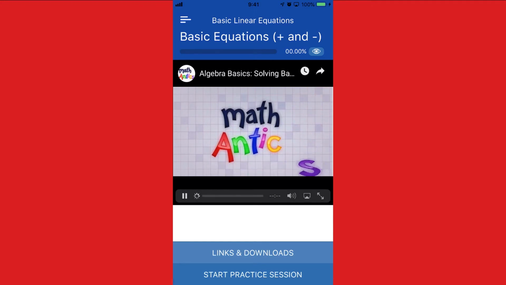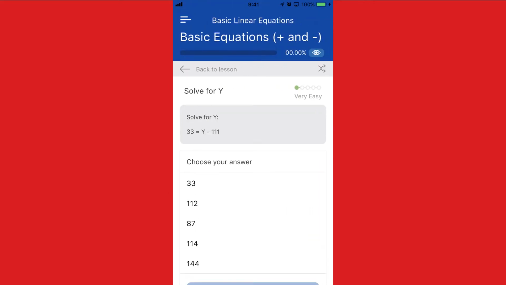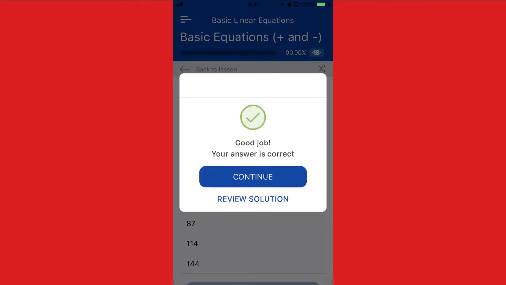And after the lesson, the student clicks to start the practice session. When the practice session starts for this lesson, the student is given a problem to solve. In this case, it's solve for y, 33 equals y minus 111. So I solve it, it can be in my head or on paper, and I click the answer. I think it's 144, check my answer. Good job, your answer is correct.